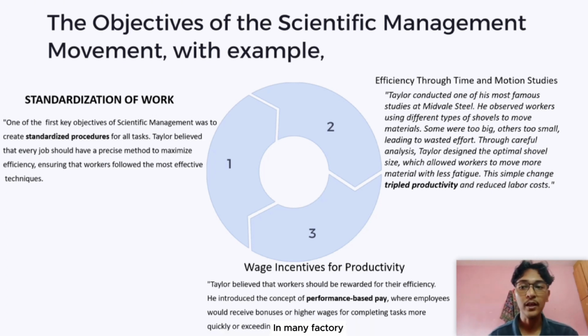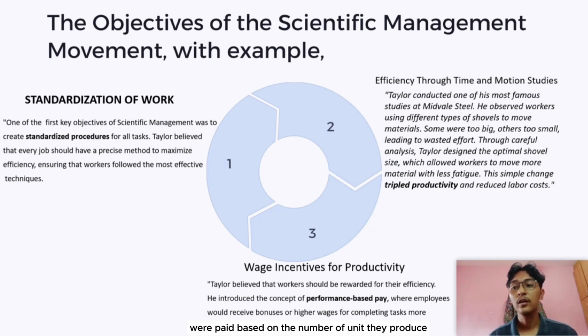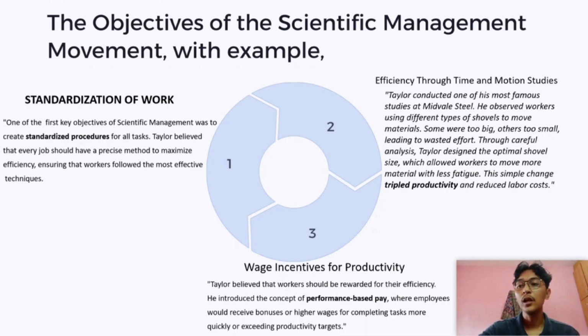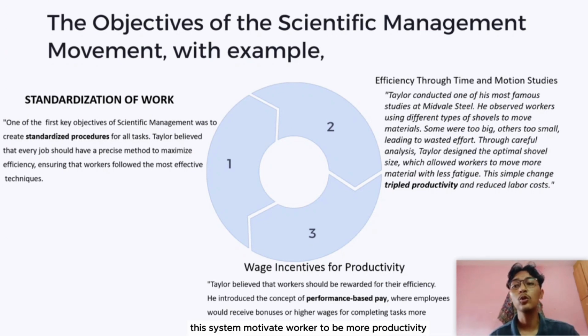In many factories, workers were traditionally paid a fixed salary regardless of how much work they did. Taylor proposed the piece rate system, where workers were paid based on the number of units they produced. For example, a worker making 10 widgets per hour would earn a certain rate. If they increase production to 50 widgets per hour, they would be paid more. This system motivates workers to be more productive and efficient.